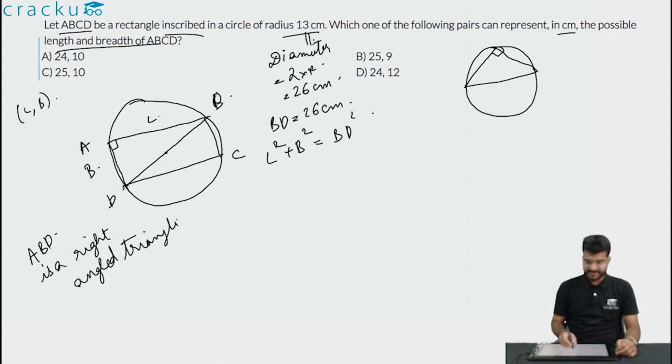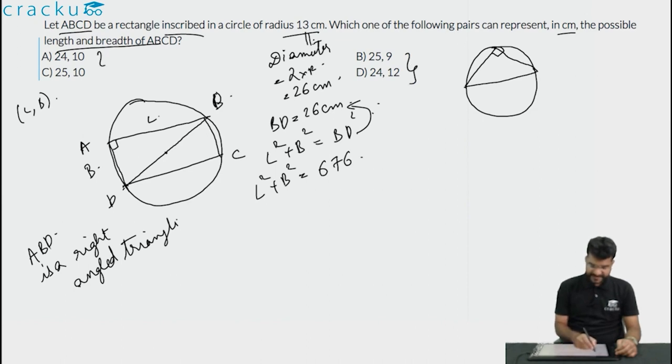Therefore, L square plus B square is equal to D square. We know that BD is equal to 26, so 26 square is 676. Now we have to find out which of the four pairs has a sum of squares equal to 676.